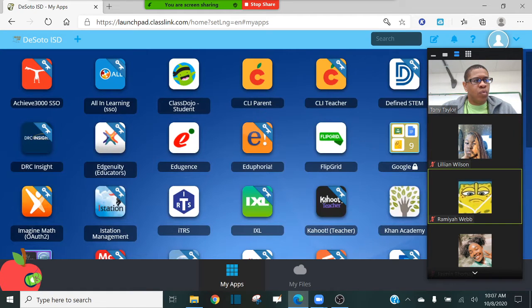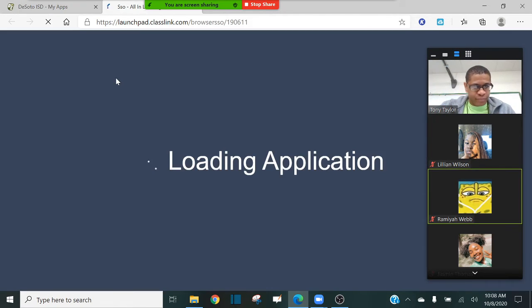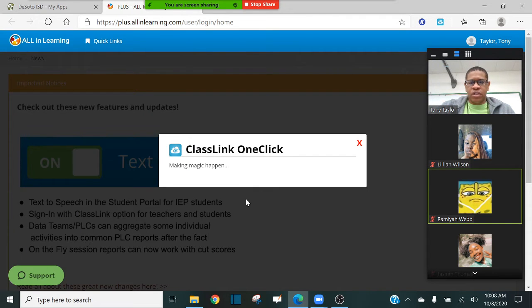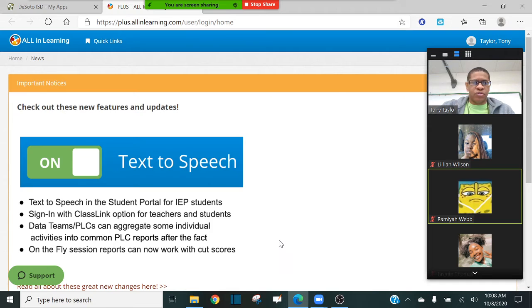Now, once you are in ClassLink, guys, you want to click on this button right here that says All in Learning. So we're going to take the test within the All in Learning platform. So you're going to click that. Okay. And of course, it should take you to the home page where you basically have to follow the instructions to get to the test. It's going to be 20 questions, all multiple choice.